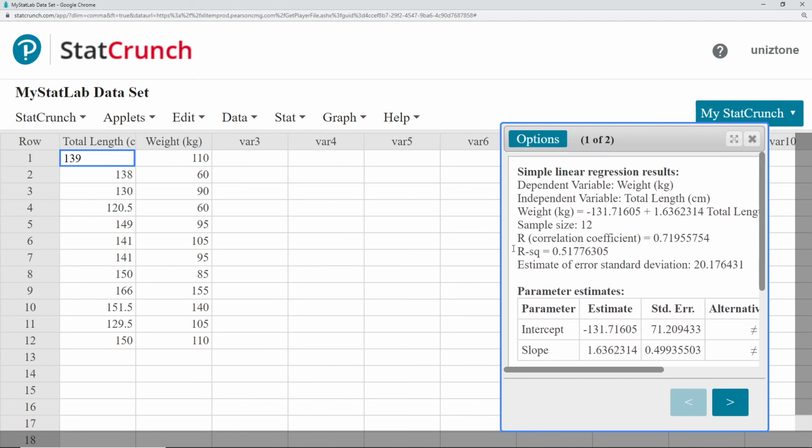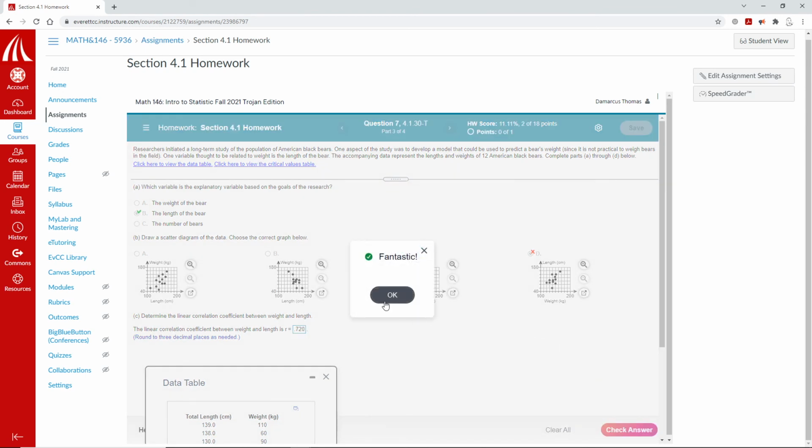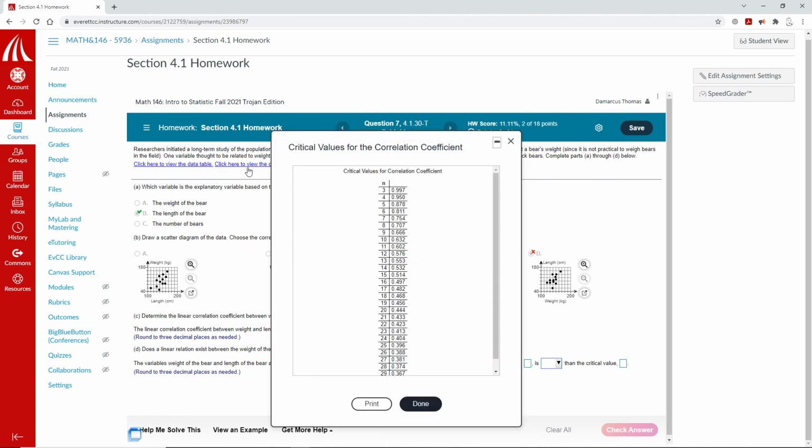So we did it, and we got our R to be 0.719. Now the question is, is that R good for the amount of data that we have? We have 12 values in our data. Even if we were to round this to 3 places, it's actually going to be 0.720. So let's type in 0.720, see if it likes that. Okay, that was fine. Now the question is, is 0.720 significant enough? We really have to look up the critical value based on our sample size.